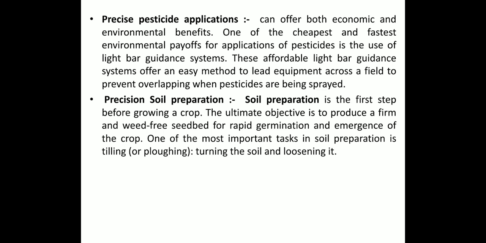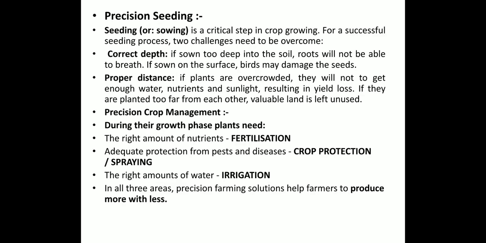The ultimate objective of this is a weed-free seed bed for rapid germination and emergence of the crops. One of the important tasks in soil preparation is tilling, that is turning the soil and loosening it. Then precise seeding, that is seeding or sowing, is a critical step in crop growing. For successful seeding, two challenges need to be overcome: correct depth and proper distance should be maintained during the seeding or sowing operation.